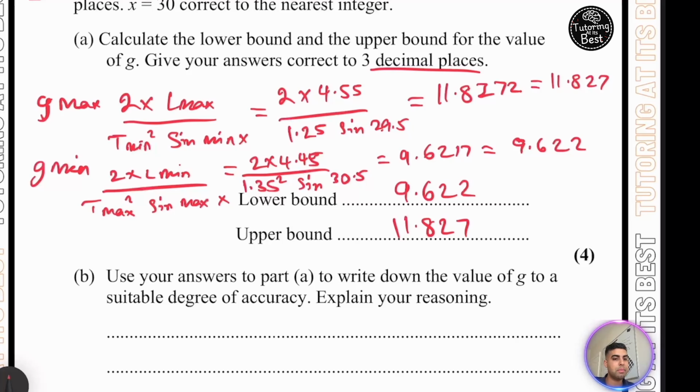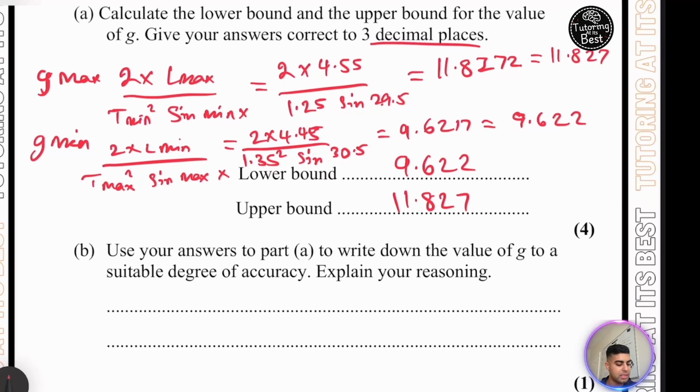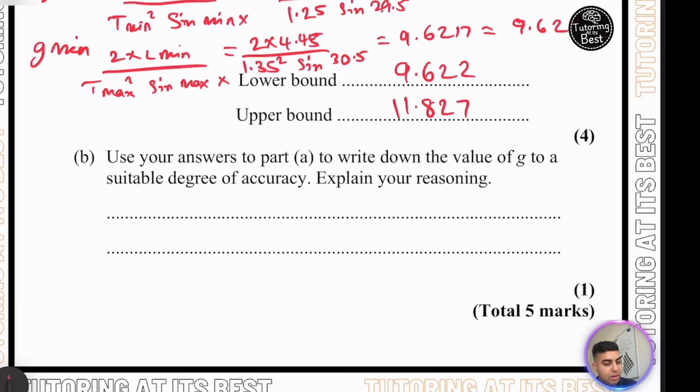So part B. Use your answers to part A to write down the value of g to a suitable degree of accuracy, and explain your reasoning. Well, we know, apologies, I said grams there. For gravity, it's 10 meters per second squared, right, as the approximation. And as this is the highest level of accuracy to which both bounds agree, that's our value of gravity to a suitable degree of accuracy. Okay?